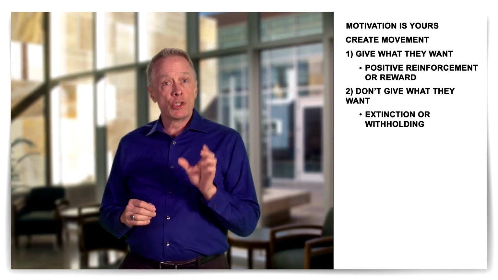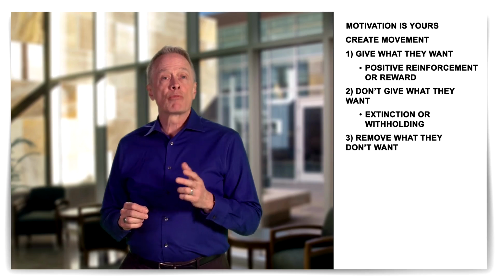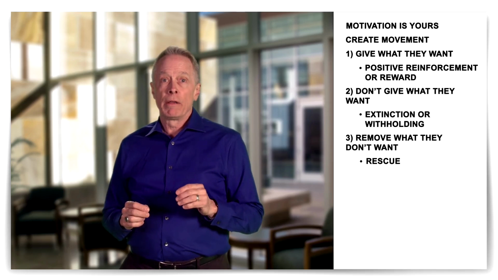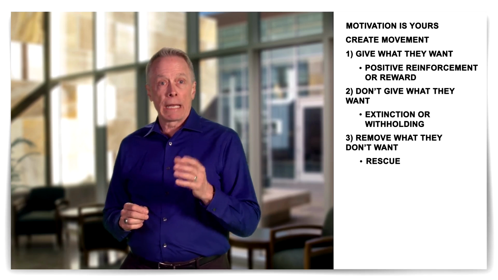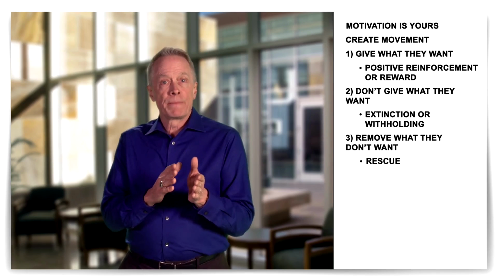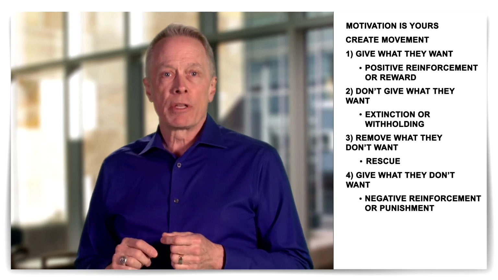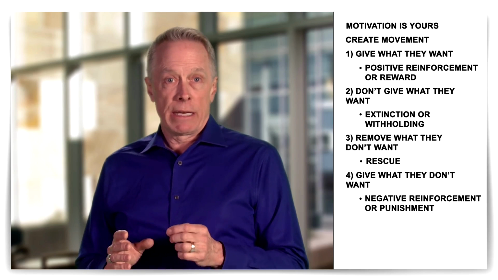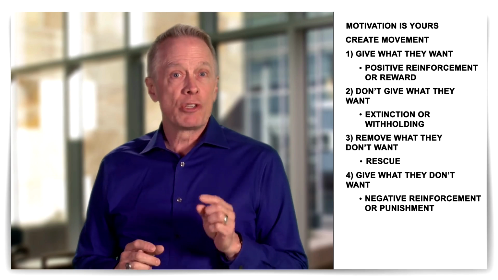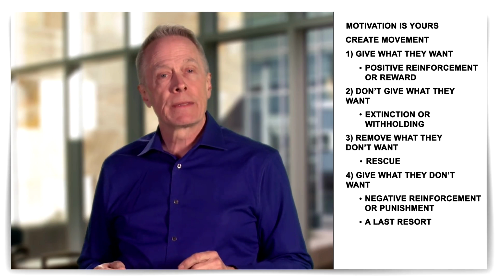A third combination, don't give or remove what they don't want, known simply as rescue. Removing pain or pulling the proverbial thorn from the lion's paw can be a very powerful catalyst. And finally, you give them what they don't want. This is known as negative reinforcement or punishment. Keep in mind, though, that this inhibits movement. Granted, it can be very effective at stopping what you don't want, but it generally won't create movement toward what you do want. It's a last resort.